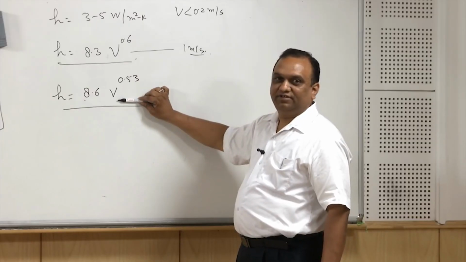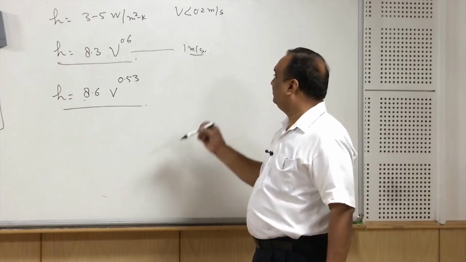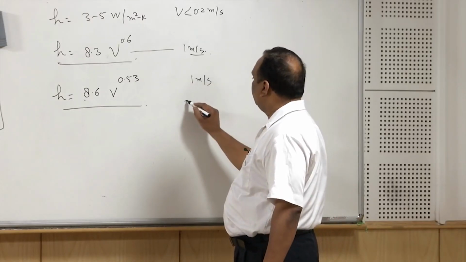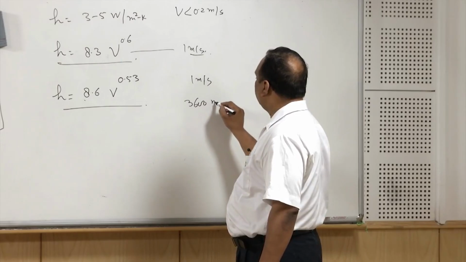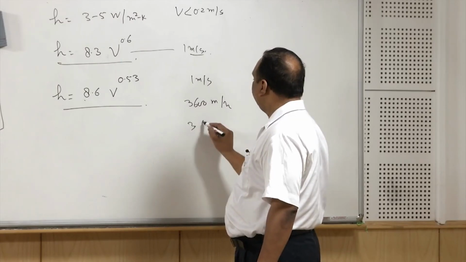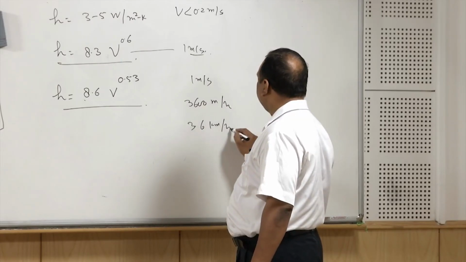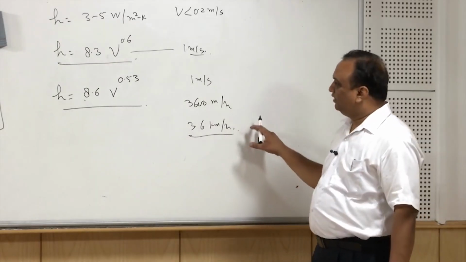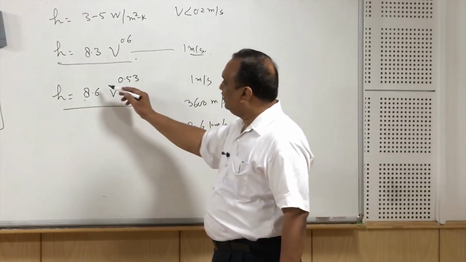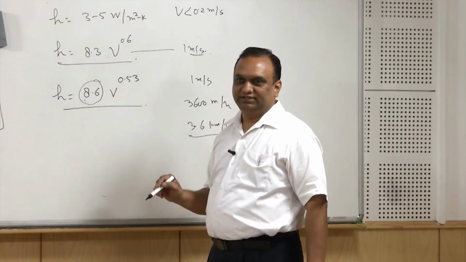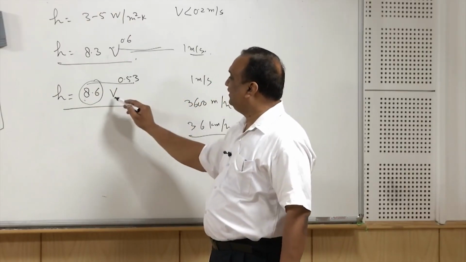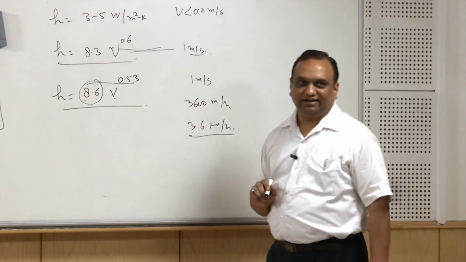1 meter per second is not very fast walking. 1 meter per second is 3600 meter per hour, that is 3.6 kilometer per hour. This is normal walking speed, not very high. So if you are walking at 1 meter per second, the value of H is going to be 8.6. So instead of air being blown over you, if you walk with this same speed, the value of H is higher, right?